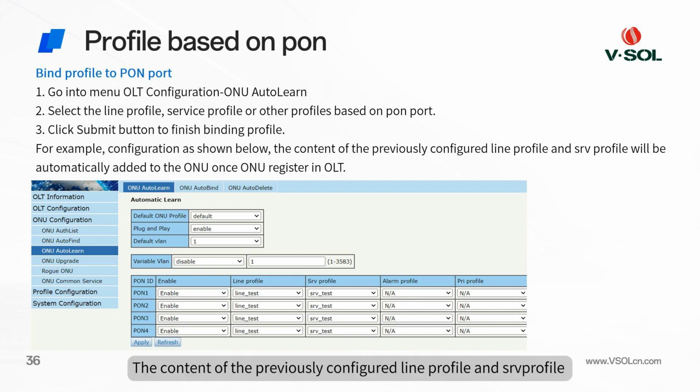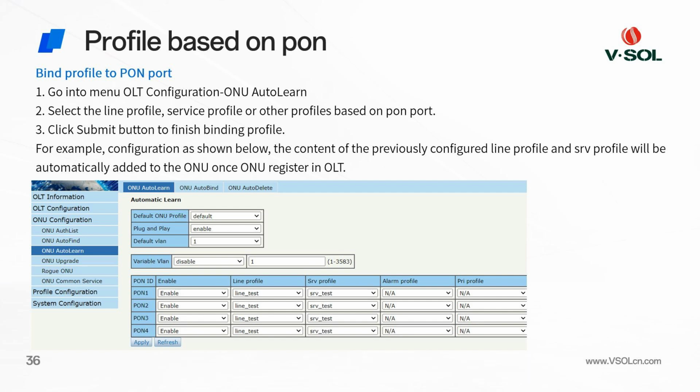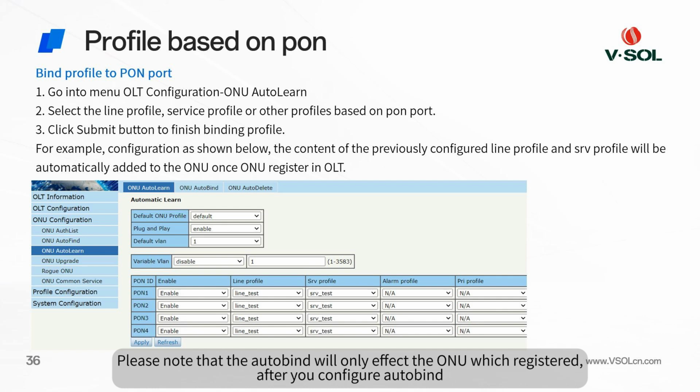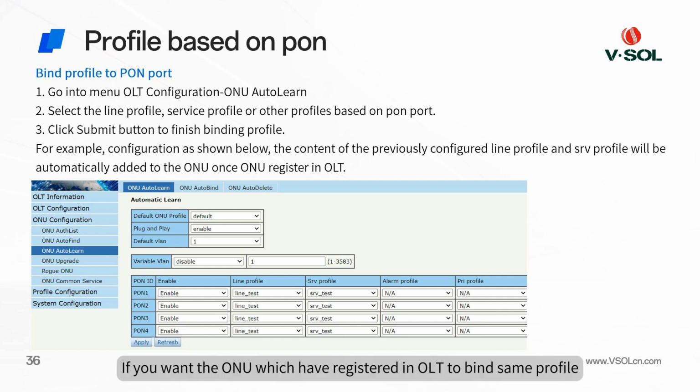The content of the previously configured line profile and service profile will be automatically added to the ONU once the ONU registers in the OLT. Please note that the Autobind will only affect ONUs which register after you configure Autobind. If you want ONUs which have already registered in the OLT to bind the same profile, you can delete all ONUs and make them register again.